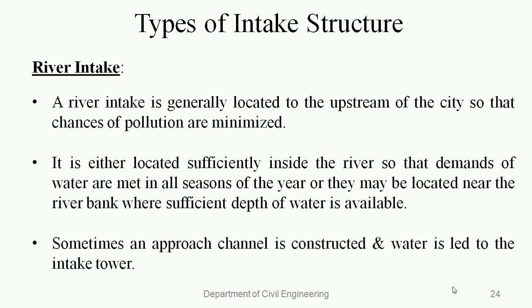River intake is generally located on the upstream side of the city so that the chances of pollution due to entry of domestic sewage and industrial wastewater are minimized. It is either located sufficiently inside the river so that the demands of water are met in all seasons of the year, or it may be located near the river bank where sufficient depth of water is available.